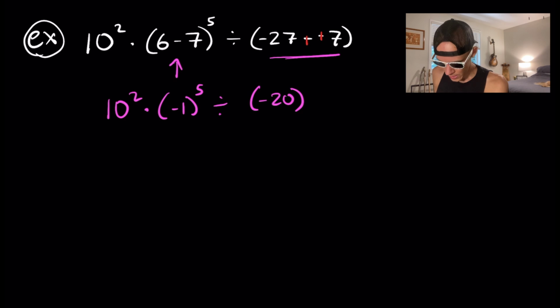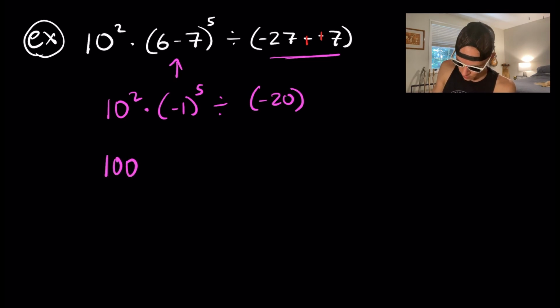All right, so we got a couple exponents here. I can do those at the same time too. So 10 squared, that's 10 times 10, which is 100, times negative 1 to the fifth. So that's negative 1 times negative 1 times negative 1 times negative 1 times negative 1. So we'll have negative 1 times negative 1 is positive 1. And then times another negative 1 is back to negative 1. Times negative 1 again is back to positive 1. And then times negative 1 again is back to negative 1. So all of that just simplifies to negative 1.